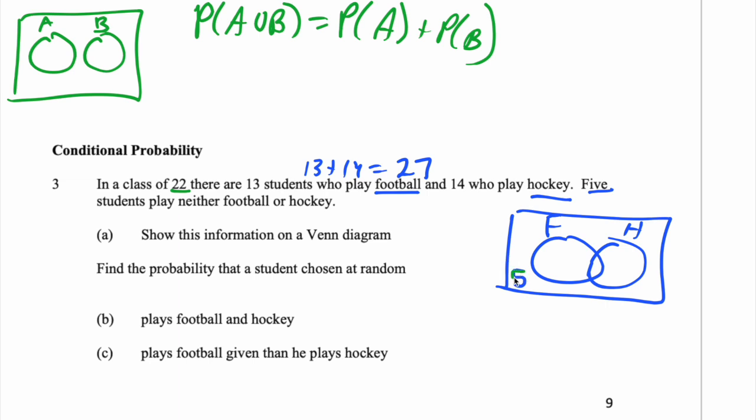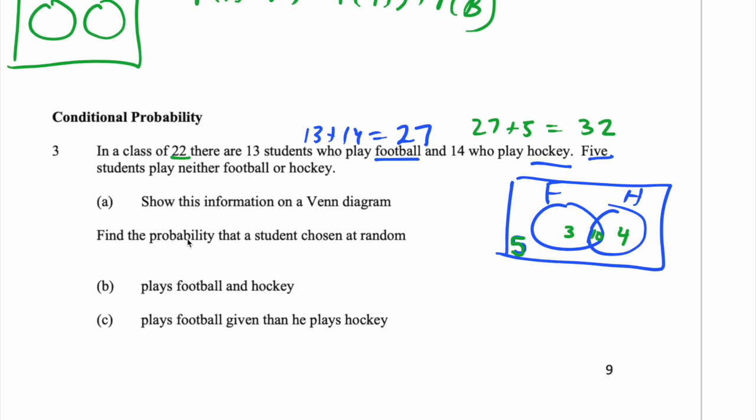Put that in a different color. 5 play neither. So the two circles together plus, well, let's do that. 27 plus 5 is 32, but there's only 22 students. This means there must be 10 in the intersection. Okay, and the hockey players are 14, so there must be a 4 here. Football players, there's 13 of them, so there must be a 3 here to make this 13. All the numbers make sense, you can double check it, and there's our Venn diagram.